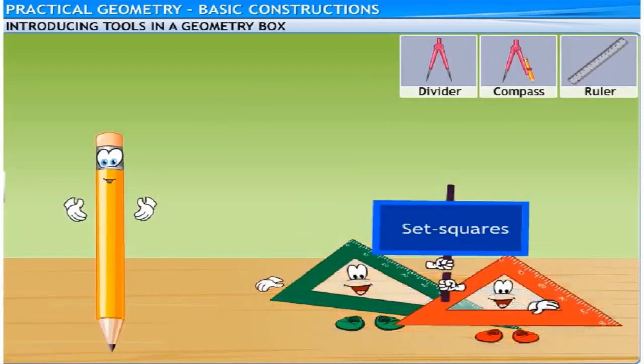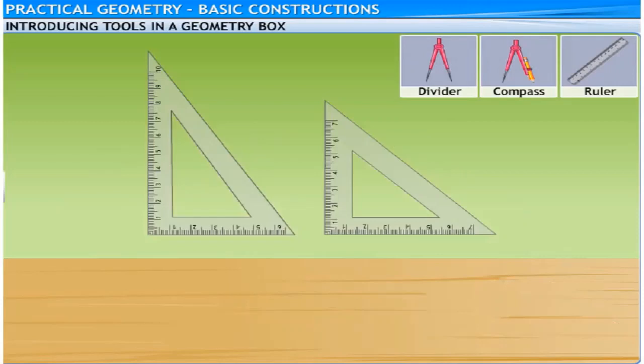These instruments always come with a pair of triangular tools. These are called set squares. As you see here, one of the set squares is an isosceles triangle, while the other one is a scalene triangle. Note that both of them have right angles at one corner.